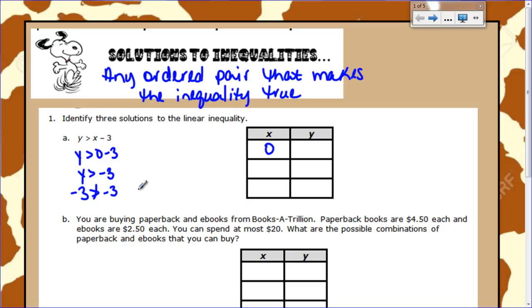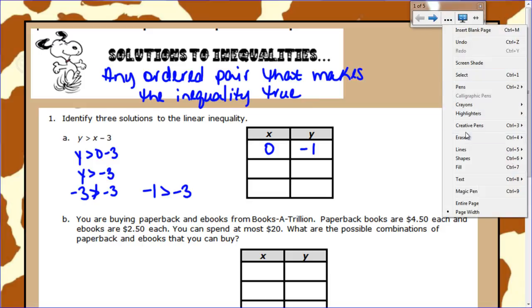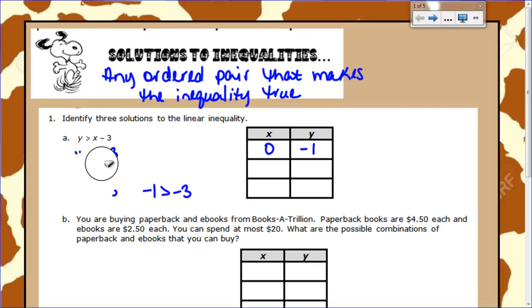What I have to have is a number that is greater than negative 3. So a number greater than negative 3 would be negative 1. If I say y is negative 1, that is definitely greater than negative 3. So let's pick another value for x, and let's do that again. So now let's have x be, well, let's do 3. Let's say now x is 3, so I'm going to plug it in. Y has to be greater than 3 minus 3. Well, that means y has to be a number greater than 0. So in order for this point to be a solution, I need a number greater than 0. Well, the first one that comes to mind is positive 1, because 1 is definitely greater than 0.